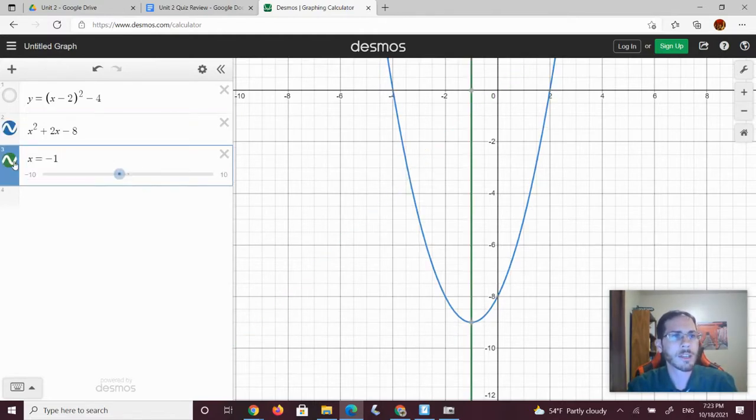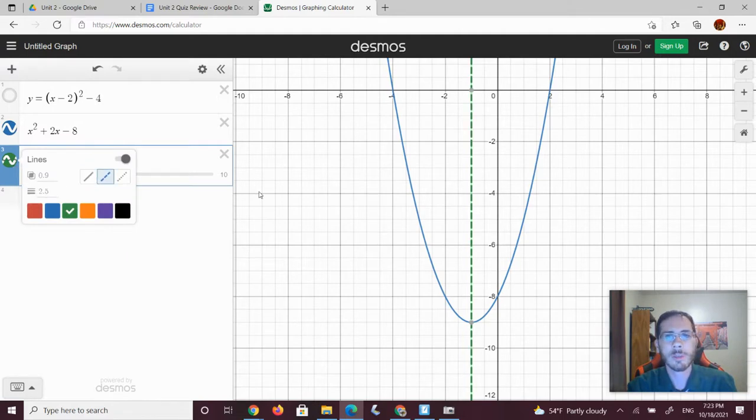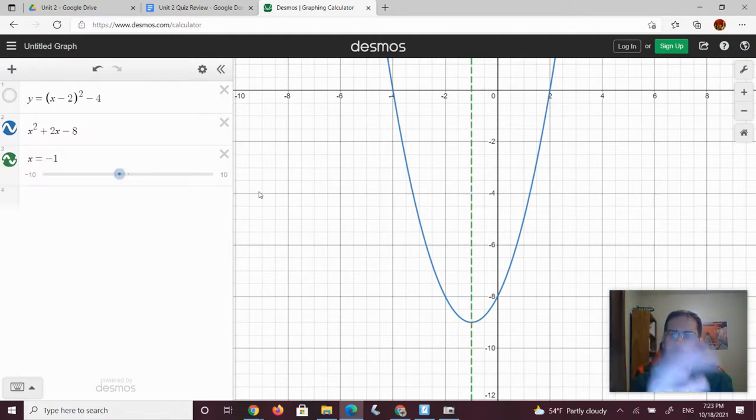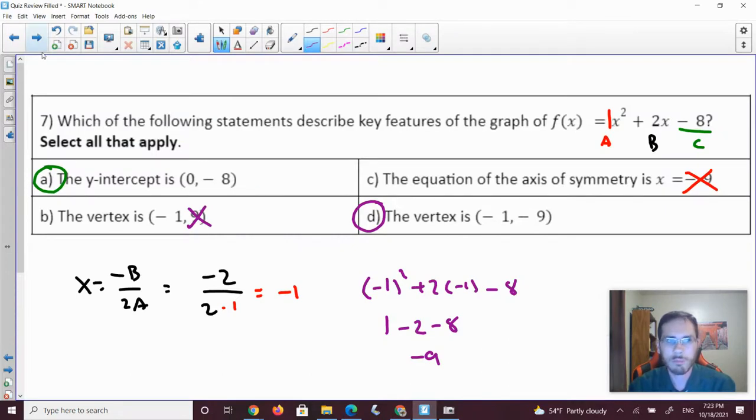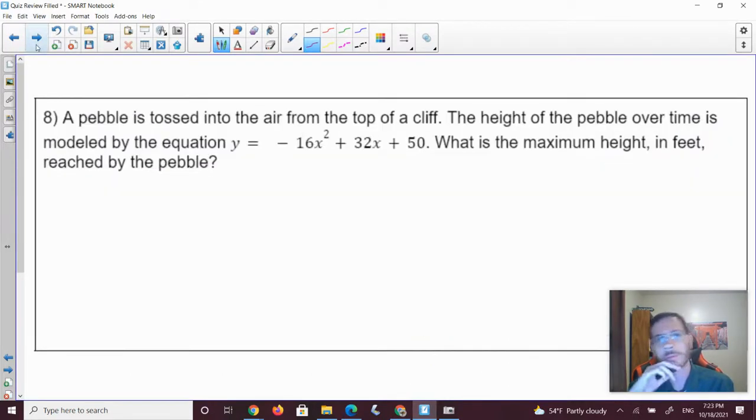I'll make a dashed line as well. You can imagine our axis of symmetry. We kind of fold over that point. So we want the axis of symmetry to be negative 1, not 9. And down here, we can click on the x-intercept or the y-intercept also. So the y-intercept is 0, negative 8. So again, very good one to check, but convenient to do by hand.